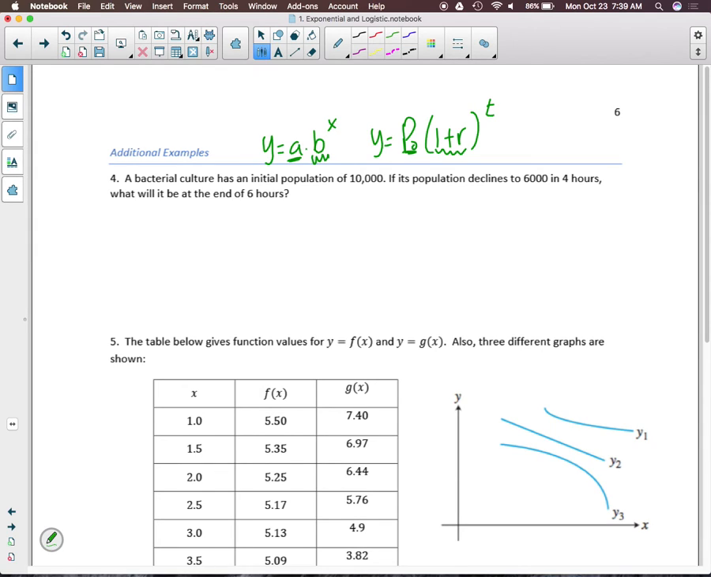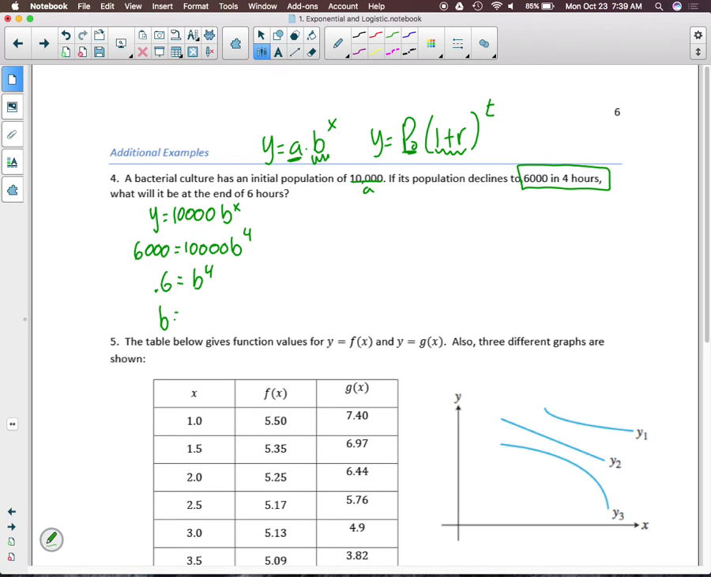So I have an initial population of 10,000. That's going to be a. So I start off with y equals 10,000 times b to the x. Next, I'm just going to use these points that they gave me, which is that the population is 6,000 when 4 hours has gone by. Divide by 10,000, that's going to give me 0.6, I'm pretty positive. That equals b to the 4th.